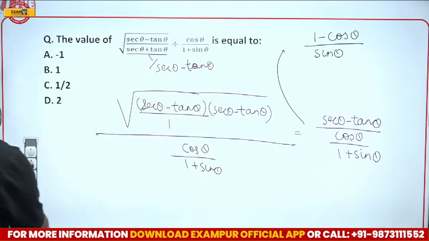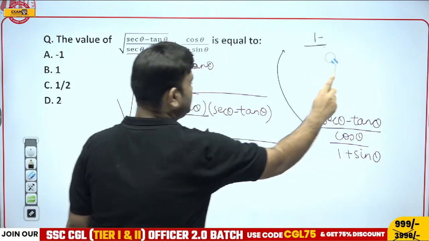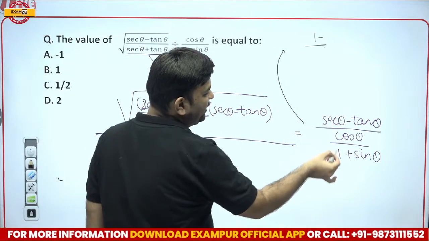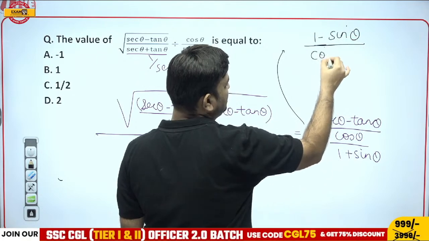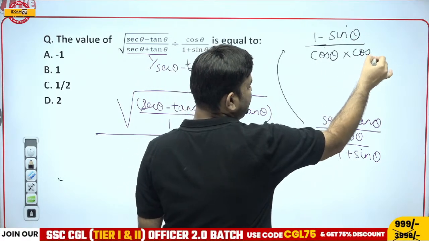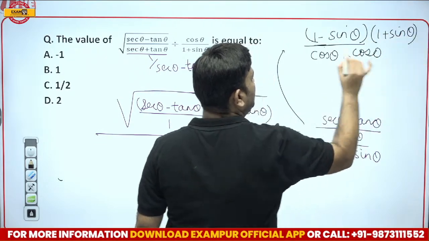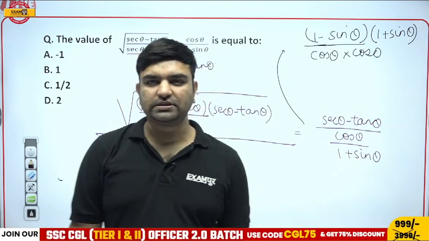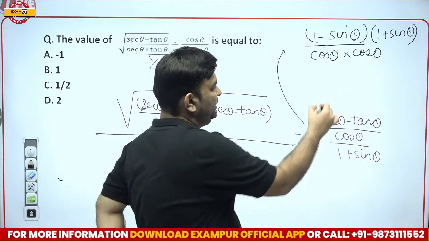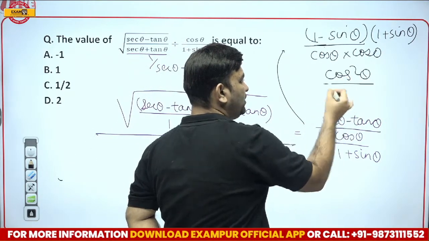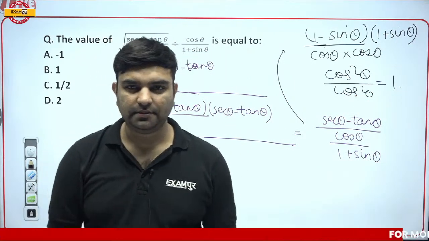Sorry, 1 minus sin over cos. Because it is 1 upon cos, it is sin upon cos. So 1 minus sin theta upon cos theta into cos theta over 1 plus sin theta. 1 minus sin theta times 1 plus sin theta is 1 minus sin square theta, which is cos square theta. Cos square theta over cos square theta is 1. Answer. Is it clear?